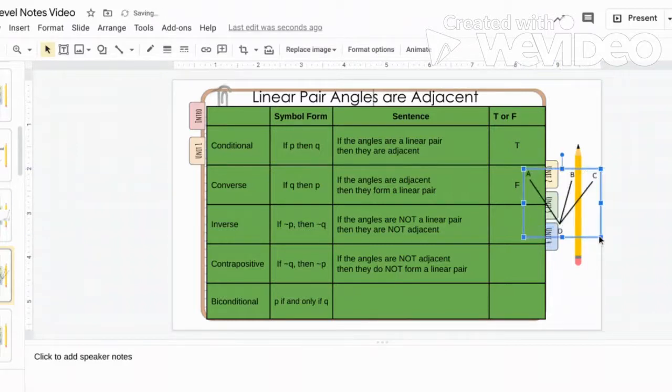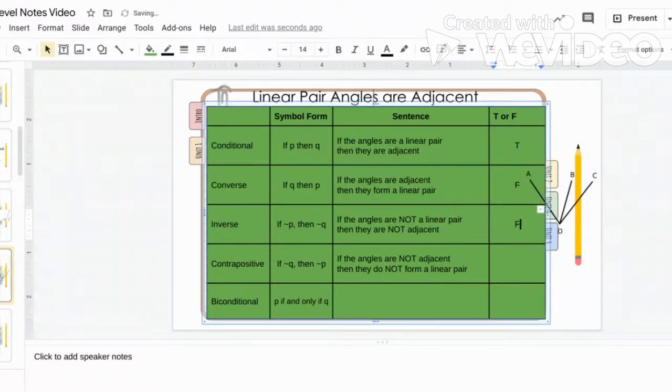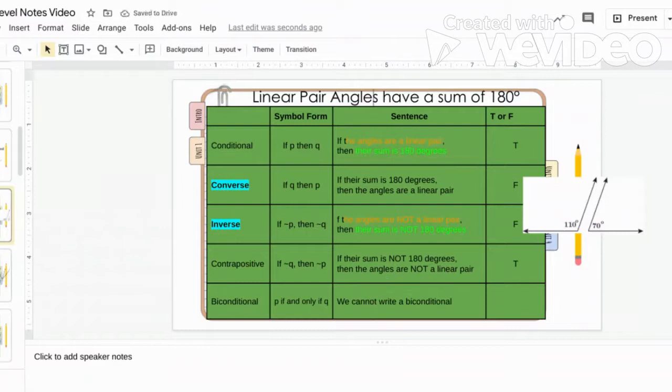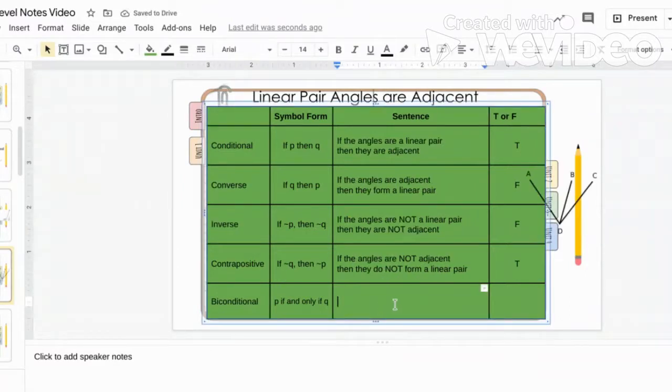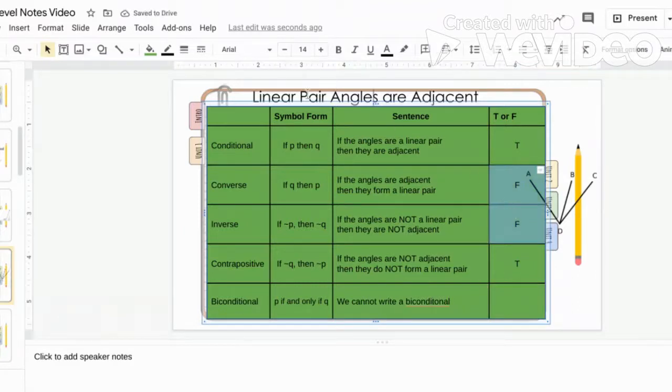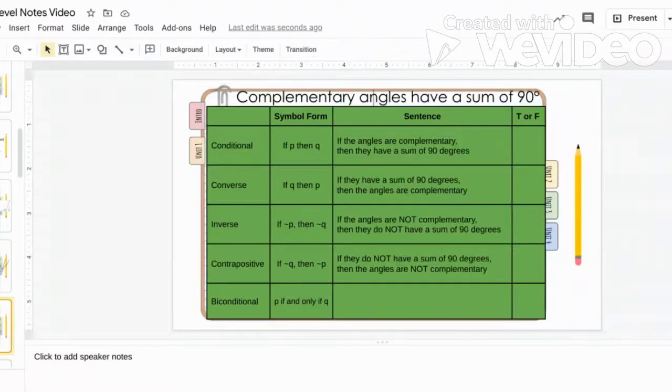If they are not a linear pair, then they cannot be adjacent. Well, that's false because these are adjacent, but they're not a linear pair. And if they're not adjacent, then they do not form a linear pair. Well, all linear pairs have to be adjacent, so if they're not adjacent, they cannot be a linear pair. That's true. We cannot write a biconditional because the conditional and the converse are not true. And if you look, this still follows the same thing where the converse and inverse have the same truth value. The conditional and the contrapositive also have the same truth value.